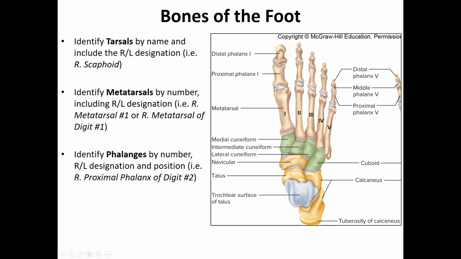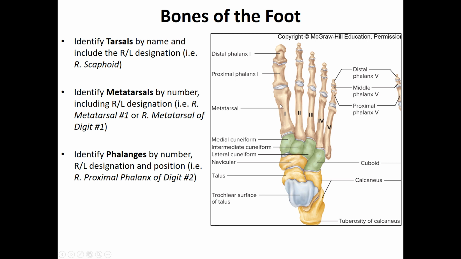As you move to the bones of the foot, just like with the hand, you want to first identify your tarsals, and much like the carpals, you're just naming them in terms of right versus left and their individual names. Right, so this would be the right talus, the right navicular. You do not need to say the talus of the tarsals. Just like you did with the hand, when you see metatarsals here, you're identifying them by number as well as right or left designation. So this would be right metatarsal digit 1.